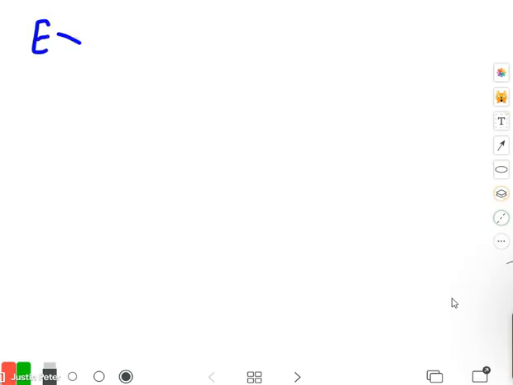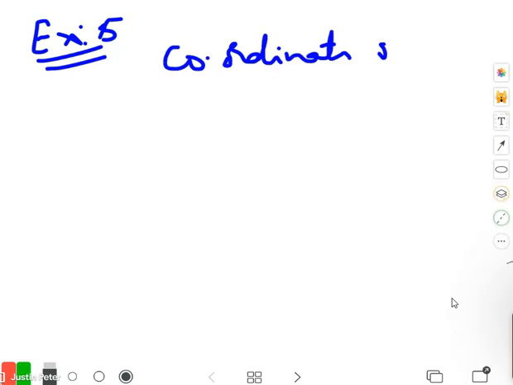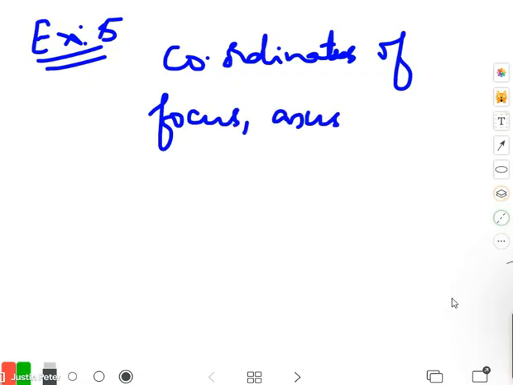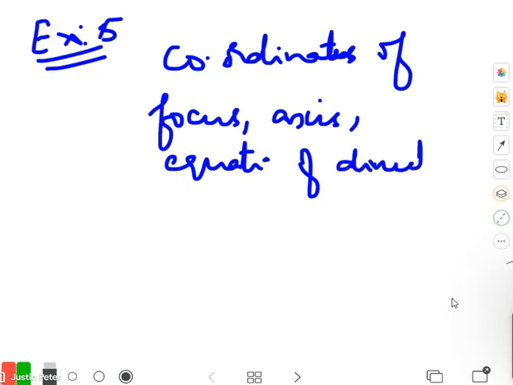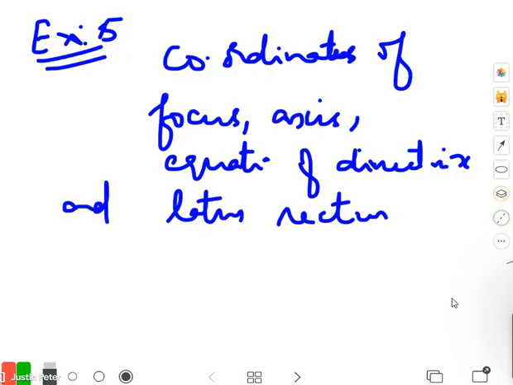Now this is example number 5. We're asked to find the coordinates of the focus, axis, and equation of the directrix and the length of the latus rectum for y square equals 8x.